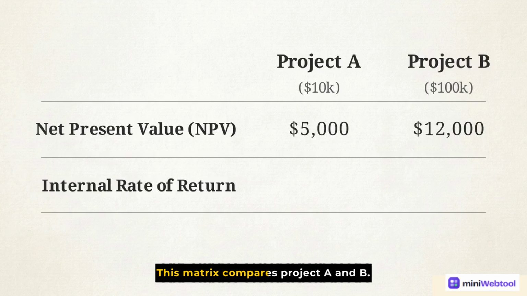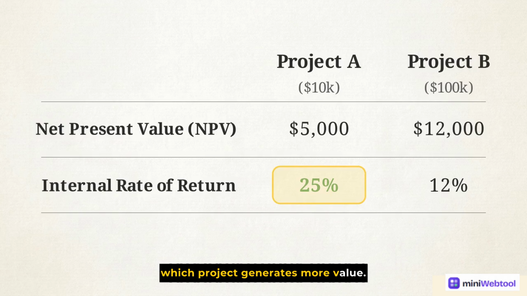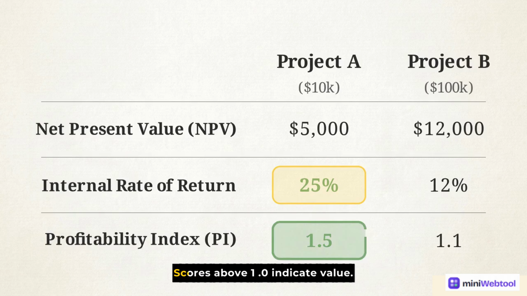This matrix compares project A and B. Converting returns into IRR percentages reveals which project generates more value. It also outputs the Profitability Index, normalizing return against investment size. Scores above 1.0 indicate value.